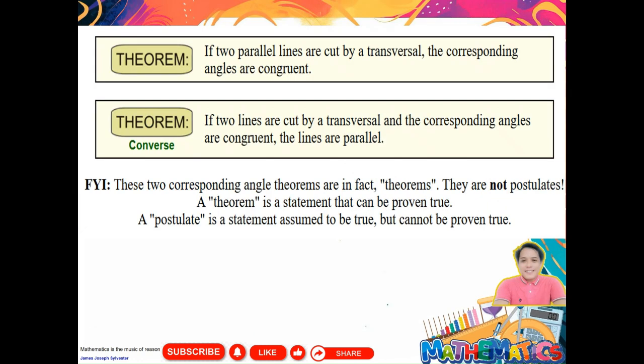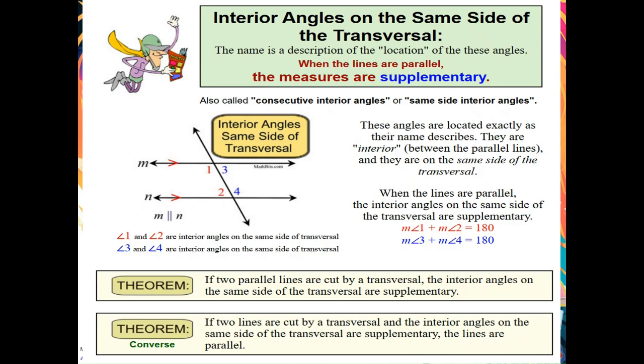Theorem: if two parallel lines are cut by a transversal, the corresponding angles are congruent. In the converse of our theorem, if two lines are cut by a transversal and the corresponding angles are congruent, the lines are parallel. For your information, these two corresponding angle statements are theorems, they are not postulates. A theorem is a statement that can be proven true. A postulate is a statement assumed to be true but cannot be proven true.